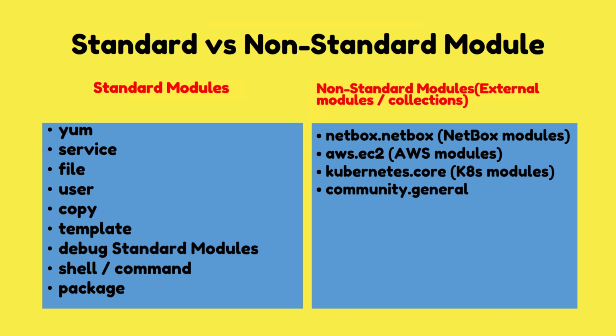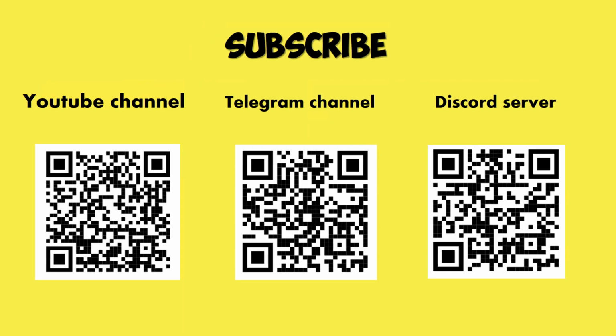Non-standard modules. These modules are not included with Ansible by default. They usually come from external collections or are written by users. Examples include Netbox modules, AWS modules, Kubernetes modules, and the community collection. To use them, you must install the collection first using Ansible Galaxy. The second group is the custom modules, and now we run a real-world playbook.